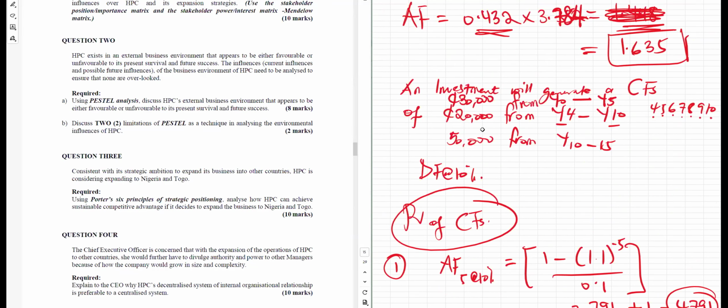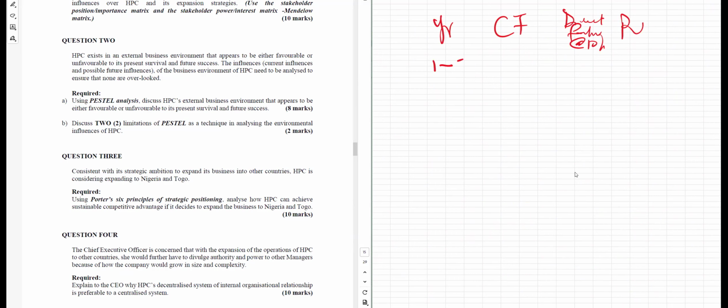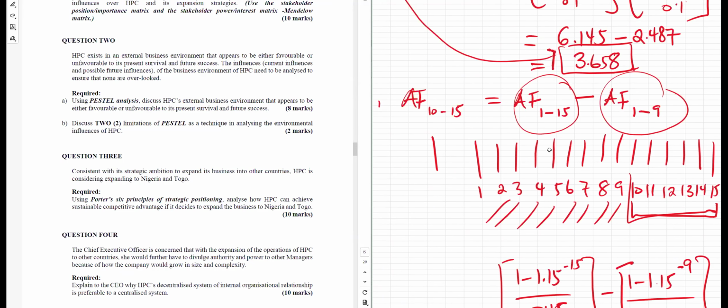So now, because we know the cash flows and we know the discount factors, it's straightforward. We can easily get the PV of the cash flows. So we can say cash flow, discount factor at 10%, and then PV. From year 0 to year 5, right? What was the cash flow? I didn't write the cash flows.